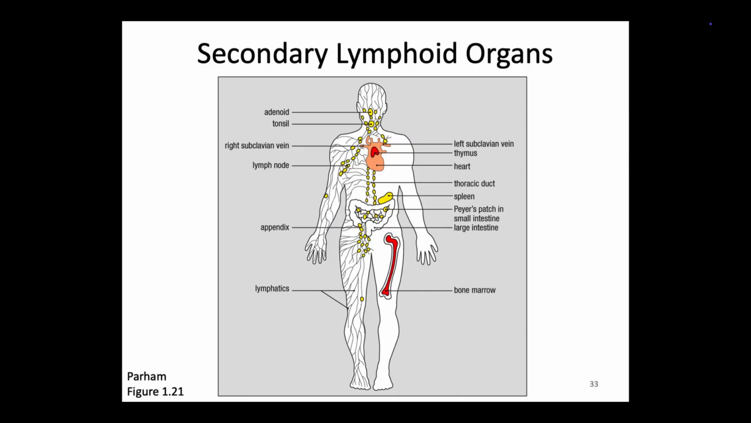Then we've got the secondary lymphoid organs, and there are a lot of secondary lymphoid organs. They're shown here in yellow. So you can see we've got lymph nodes, you can see we've got spleen, but we also have the appendix and the tonsils and the adenoids. We've also got some specialized tissue in the GI tract. There are a lot of different secondary lymphoid organs.